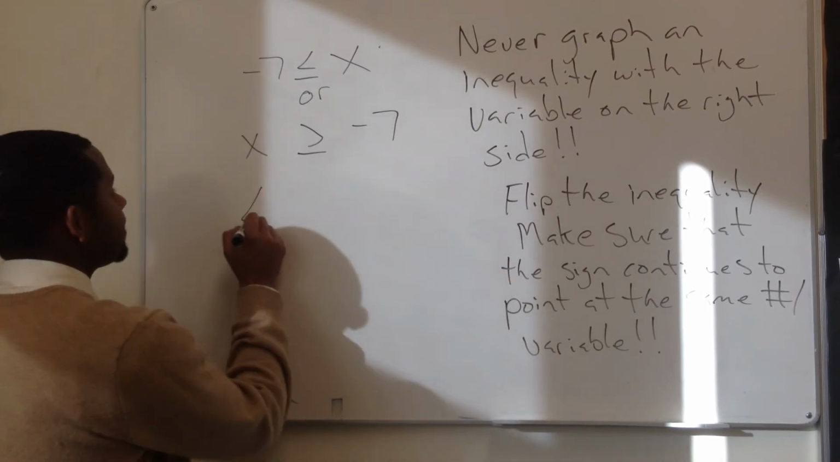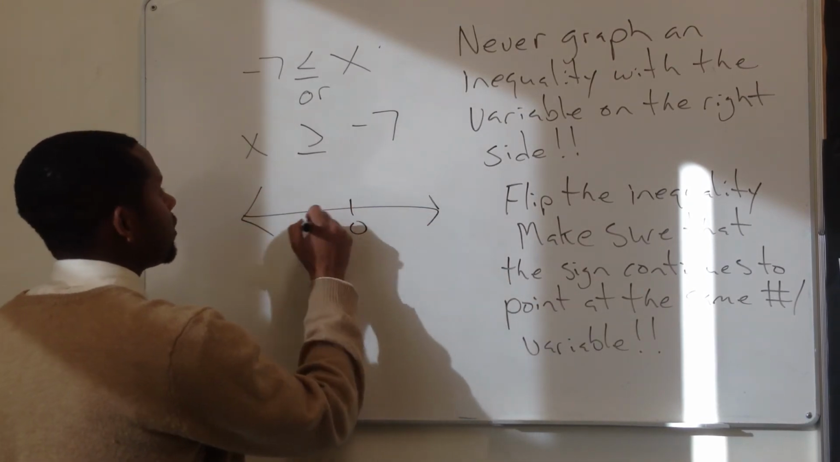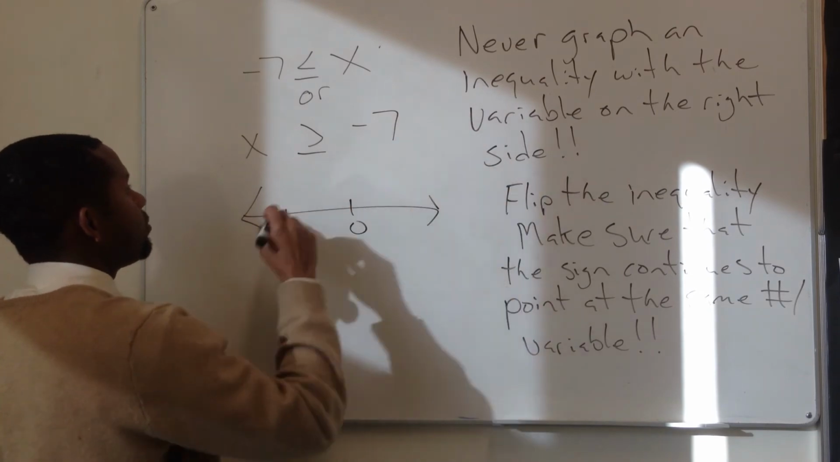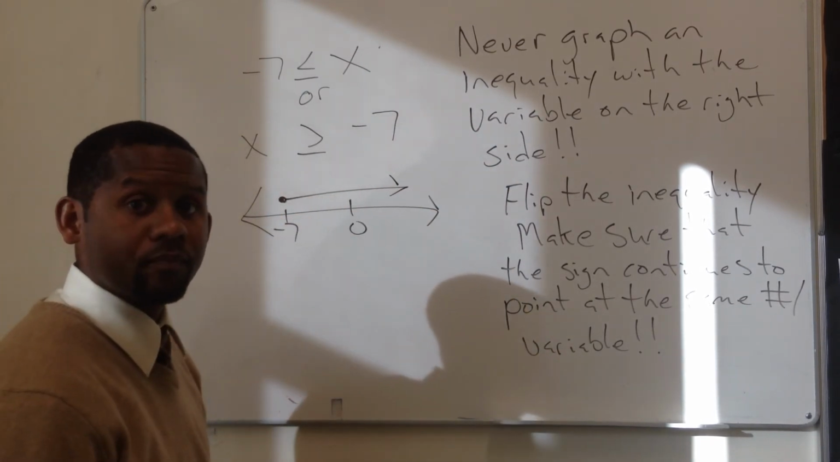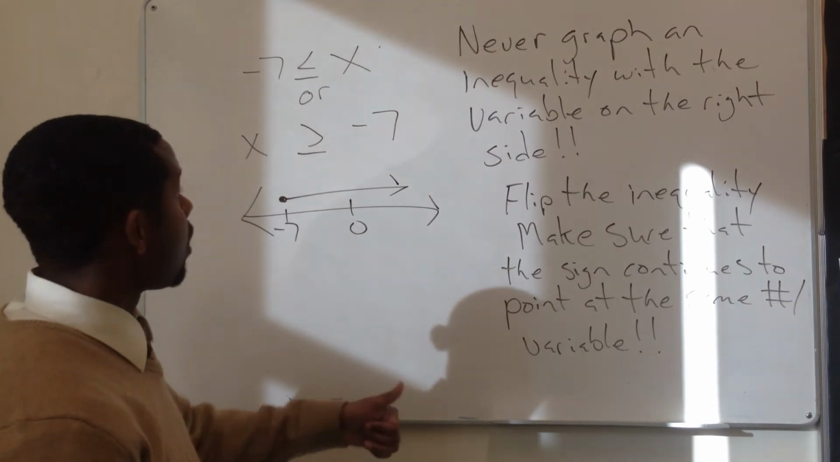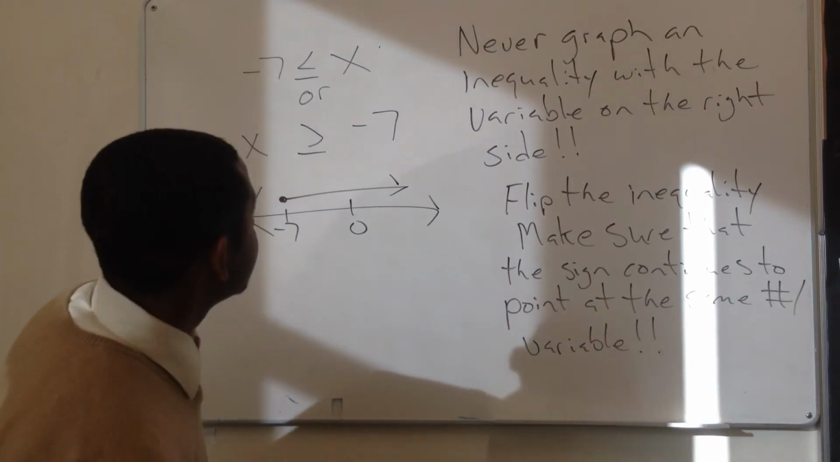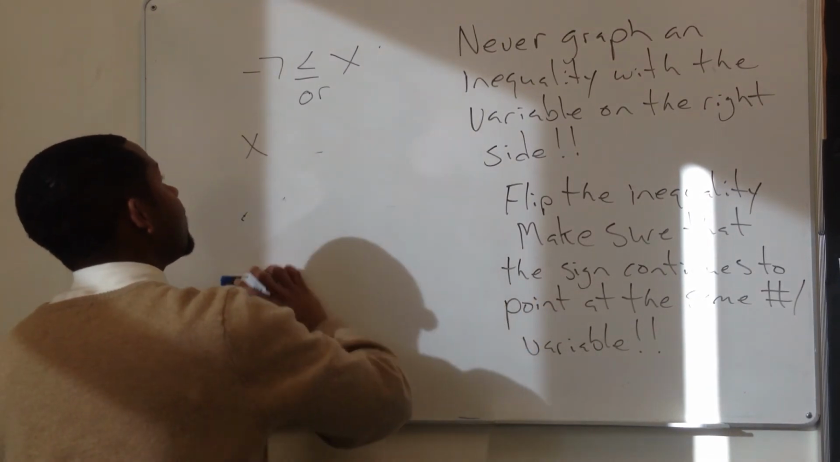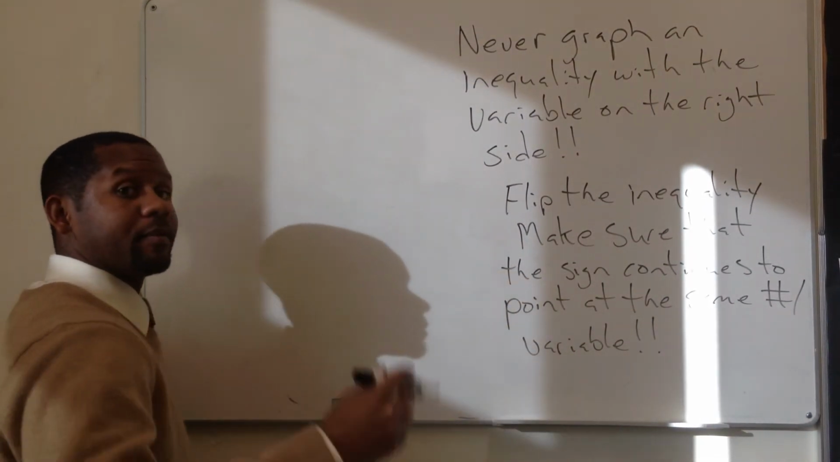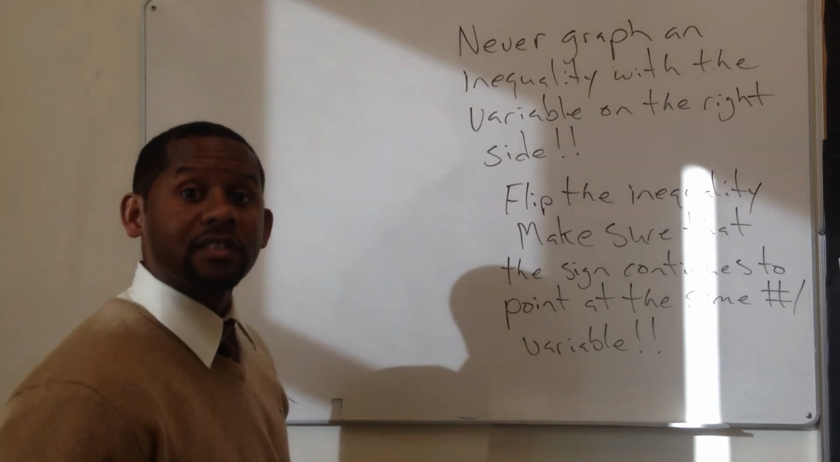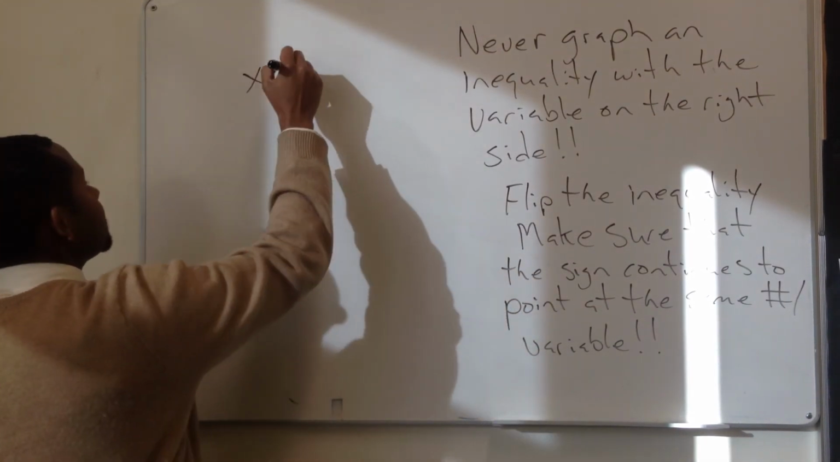So now when I get this, I go, oh, here's 0, here's negative 7, it's pointing this way, it's a closed dot, done. You always want to flip it around. So this last one, I would like you to do on your own as well. Flip this one around however you need to do it and graph it.